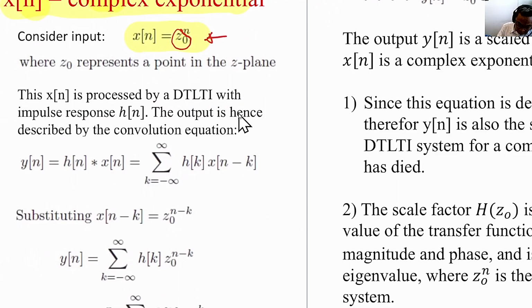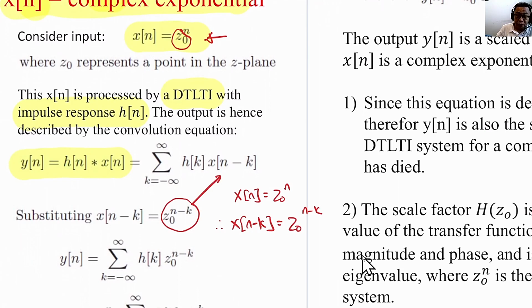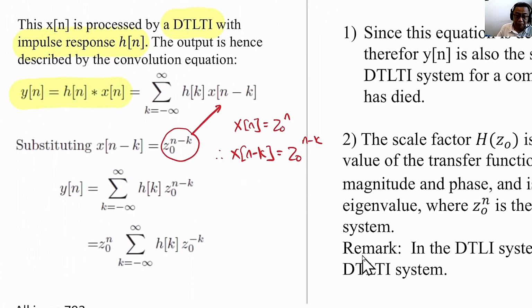Now, we know that for a discrete time linear time invariant system, if we are given the impulse response, then the output is simply the convolution of the impulse response and the input. We can substitute x[n] as z0 to the power of n in our example. So if x[n] equals z0 to the power of n, therefore x[n-k] is z0 to the power of n minus k. We can then substitute this value into the convolution equation, and let us now see what happens.